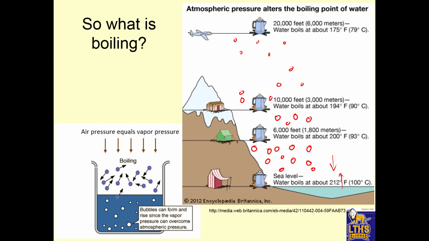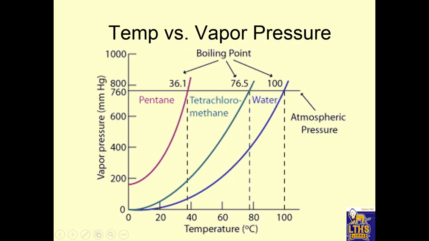Okay, but then less atmospheric pressure at 6,000 feet, so a lower temperature because there's less air pushing down on the surface of the liquid, and so on. So if you want to boil your water at a lower temperature, you only need 79 degrees Celsius at about 20,000 feet. Okay. All right, so can we make a graph of it?